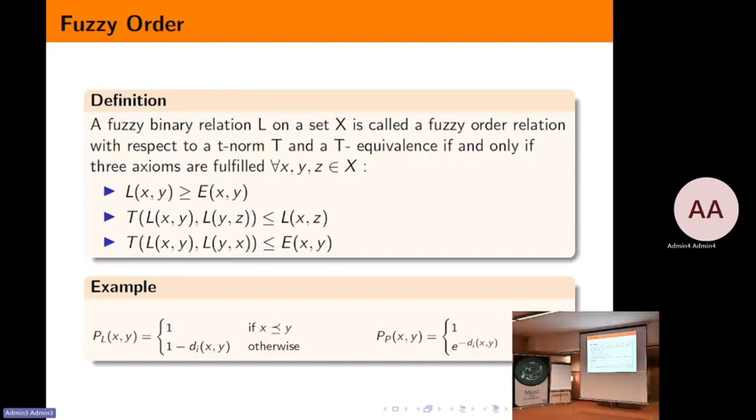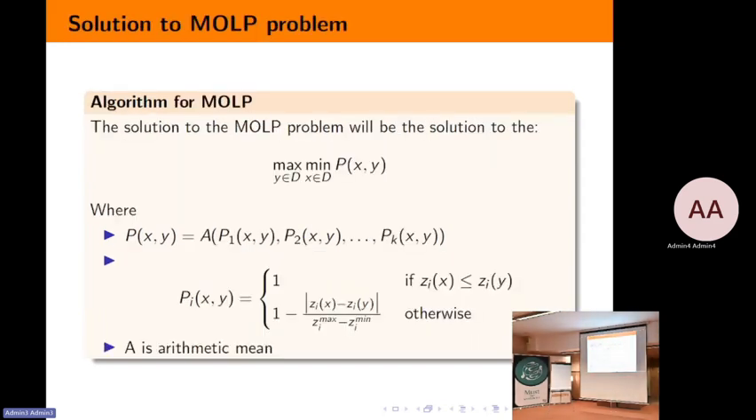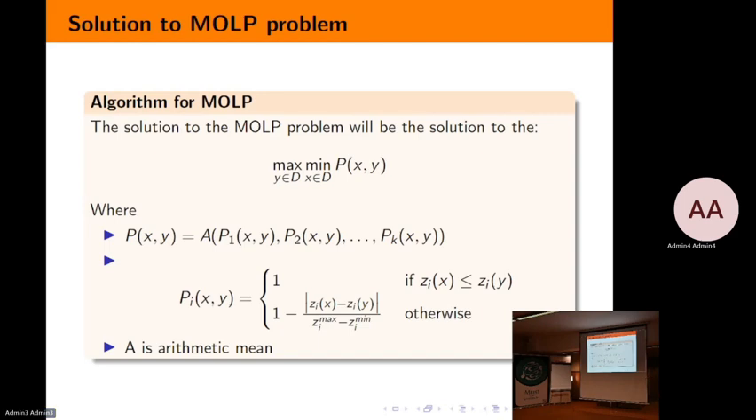Okay, now we have everything, and we get to an algorithm for solving the MOLP problems. As a result, it says that the solution to this maximum problem will be a Pareto optimal solution of our original problem, where this big P is just an aggregation of individual orders, where for each objective function we have an order, and we aggregate them using the arithmetic mean.